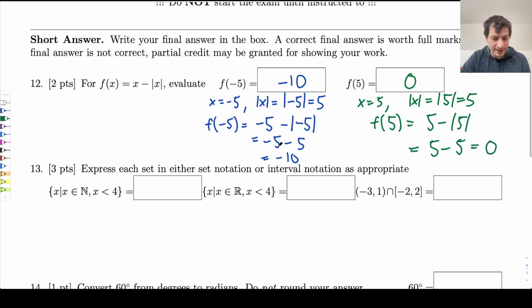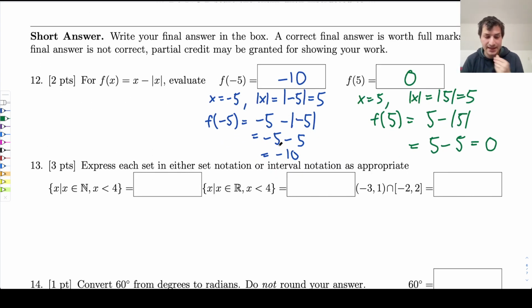Okay, next up, question 13. Express each set in either set notation or interval notation as appropriate. The first two, we're asking you to simplify this kind of thing. So this means the set of all x such that x is a natural number. That's what this means. The set of all x such that x is a natural number and x is less than 4.